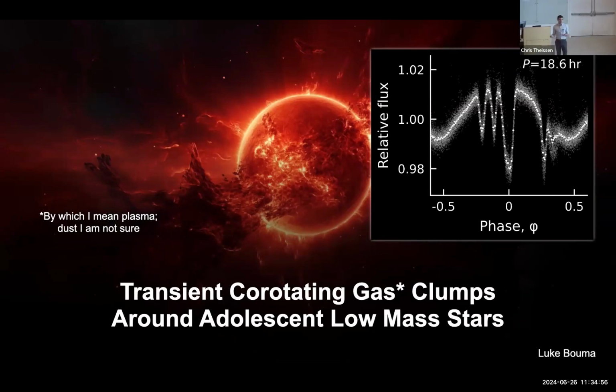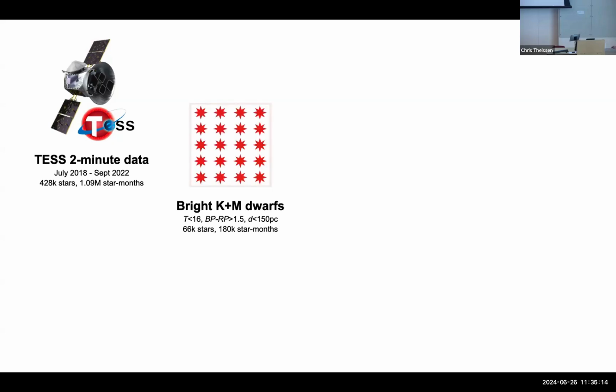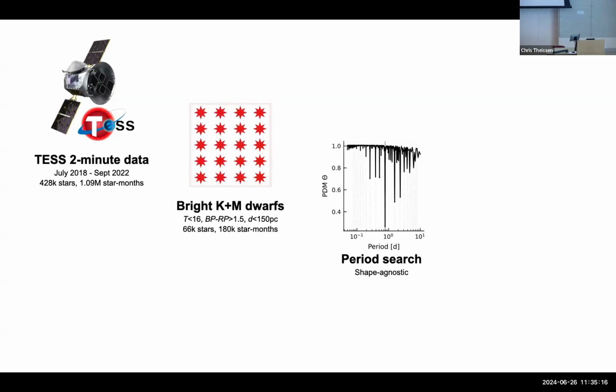Basically, there's two lines of evidence: photometry and spectroscopy. On the photometric end, what's been really fun recently has been working with data from TESS. Just as a little bit of exercise for what you can do with the TESS data, I took the 2-minute data from 2018 to 2022, selected nearby bright M dwarfs, and ran a shape agnostic period search. That gives you a period at which there's a lot of power.